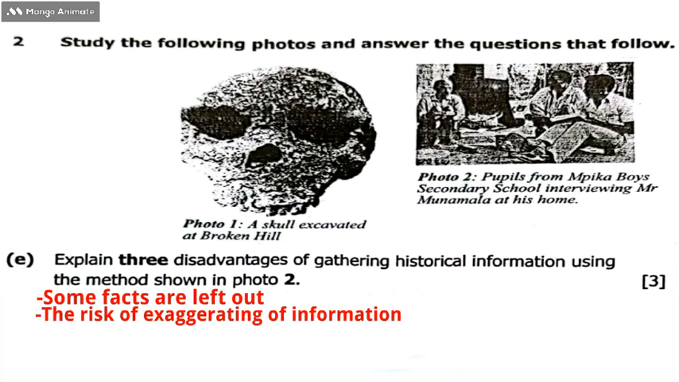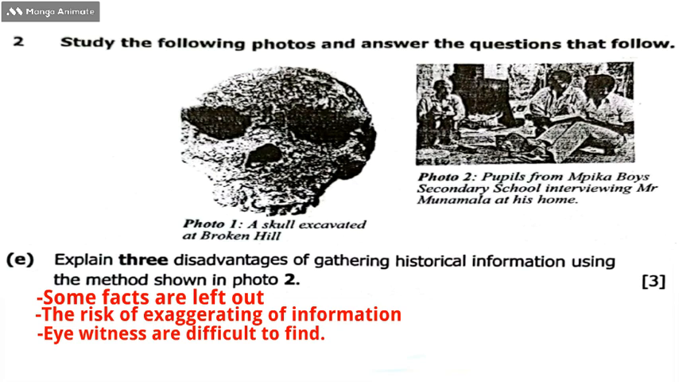So I've said: one, some information may be left out. Two, there will be some exaggeration. People tend to add a few things that were not there. Then the third one is that eyewitnesses are not available, which proves difficult. Eyewitnesses won't be present, and it will be difficult to find them.